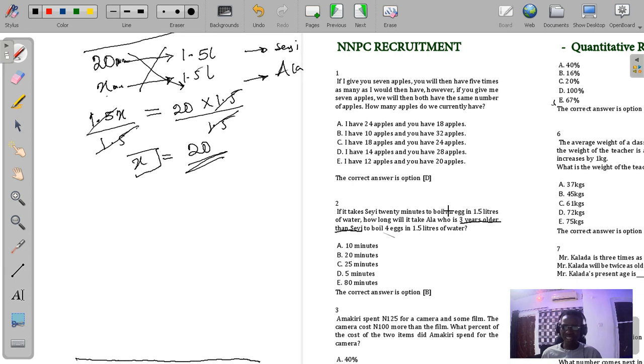But it just said boil an egg. It was not stated initially that you are trying to boil one egg or 4 eggs, so you can't say this is just representing one egg. So guys, it still remains 20 minutes for Alan to boil the egg in this same liters of water. So that remains option B, which is 20 minutes.